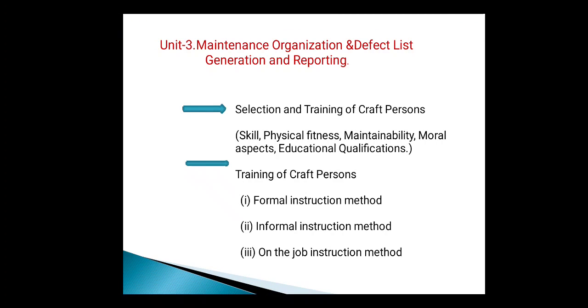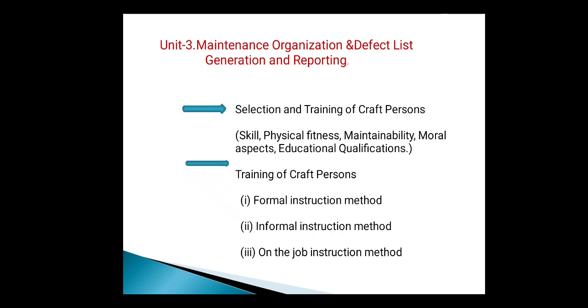Next point, selection and training of the craft persons. The selection is based on the skill of the candidate, physical fitness, maintainability capacity, moral aspects, and finally the educational qualification required for the job. Essentially, he should have the qualification the job requires. In the selection and training of craft persons, normally the union contract may have sharp distribution rules to select the craft persons.